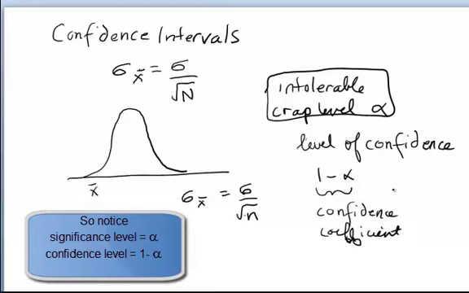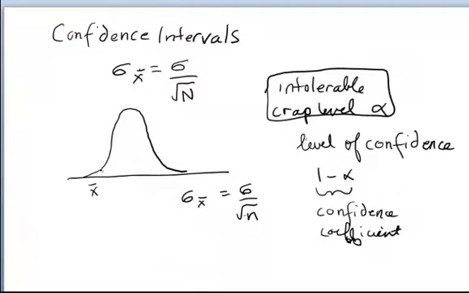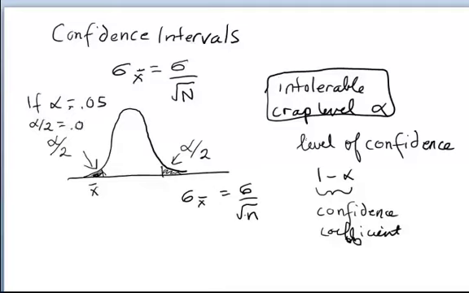Let's say we had an alpha of 5%. Alpha means an intolerable crap level of 5%, so we have to distribute half of it on either side. This area would be alpha over 2, and that area would be alpha over 2. If alpha was 0.05, then alpha over 2 is going to be 0.025, and this will be 0.025.